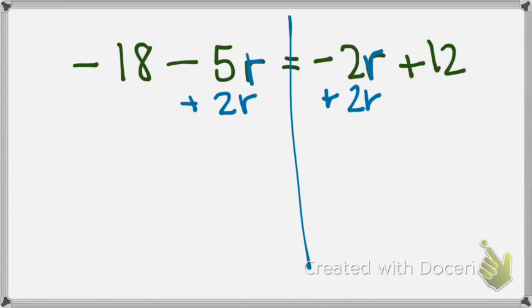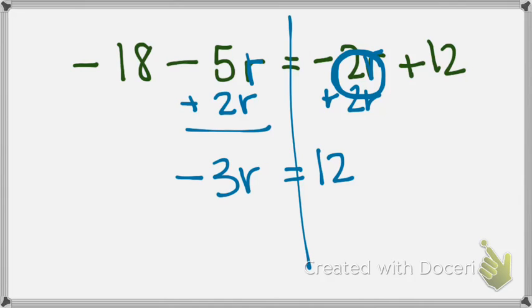So negative 2R plus 2R is 0. I didn't leave any bombs over there. That's good. Don't leave any on that side of the street. So now they're all on one side. I got negative 5R plus 2R. So that's negative 3R. Bring down negative 18.